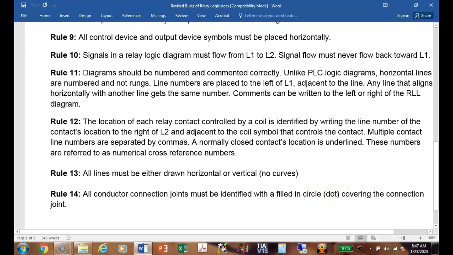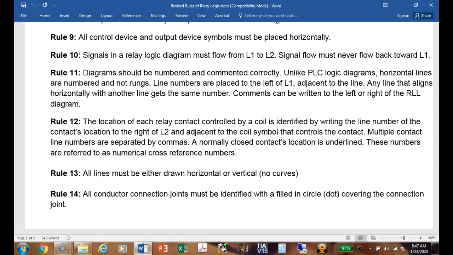The location of each relay contact controlled by a coil is identified by writing the line number on the contact's location to the right of L2 and adjacent to the coil symbol that controls the contact. Multiple contact line numbers are separated by commas. A normally closed contact location is underlined. These numbers are referred to as numerical cross-reference numbers. Y'all understand that? I did give you a copy of the U.S. Steel print, right? Okay, that's the one I thought.